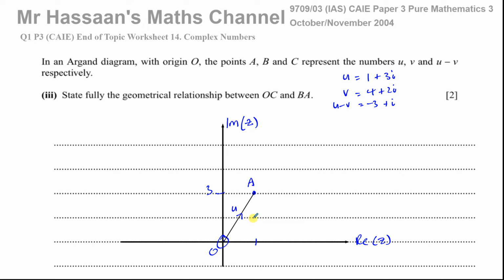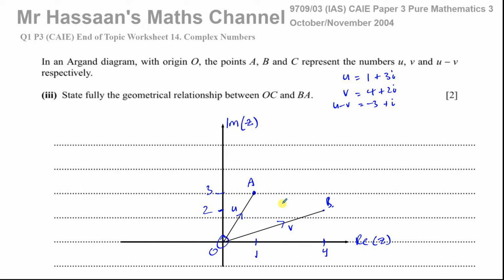And then we have the complex number v, which is 4 plus 2i. So it's going to be somewhere over here. I'm not drawing it to scale. That's the point B. Say that's 4 and say that's 2, just roughly. Okay, so now we're going to draw the line between O and B, and that would be the complex number v. And now we're going to represent u minus v.